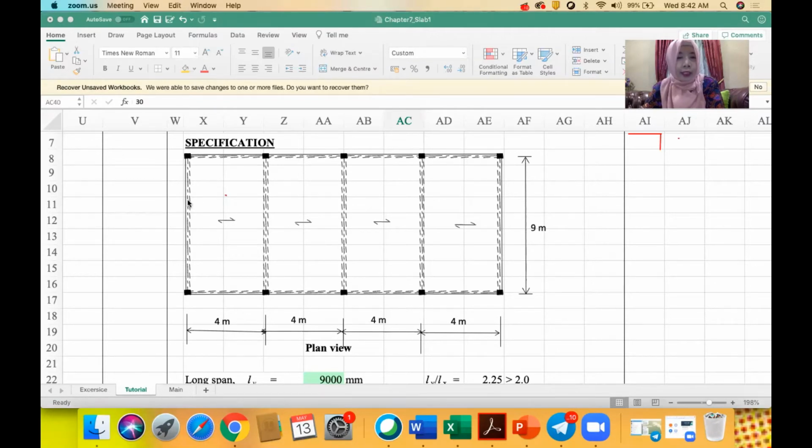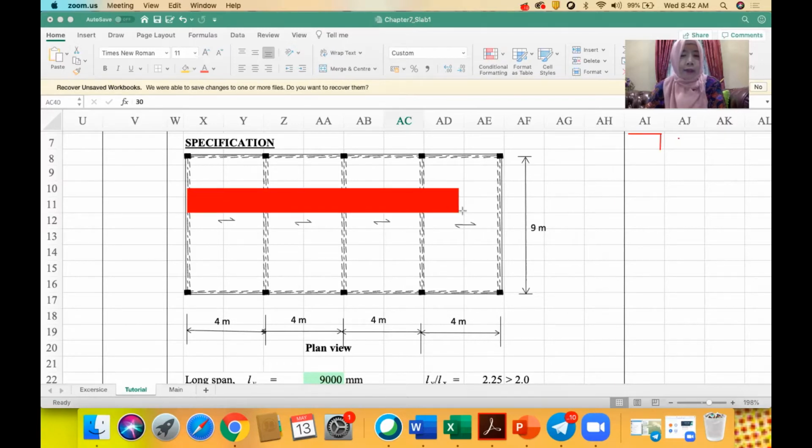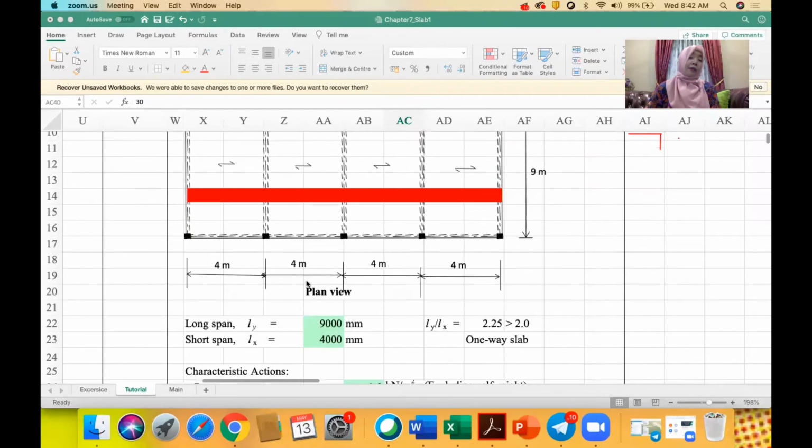Therefore, we need to design it as a one-way slab, meaning that we need to design from here to here. So it is continuous. And when we talk about continuous, we need to consider the negative moment at the support.